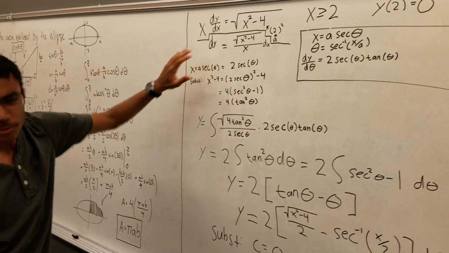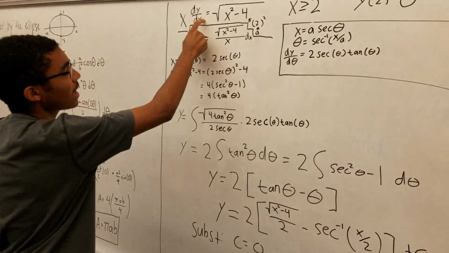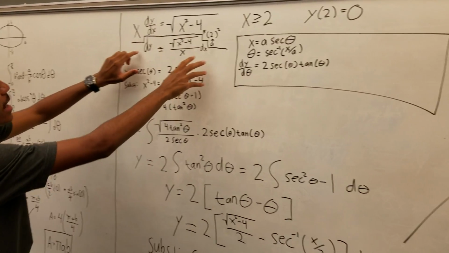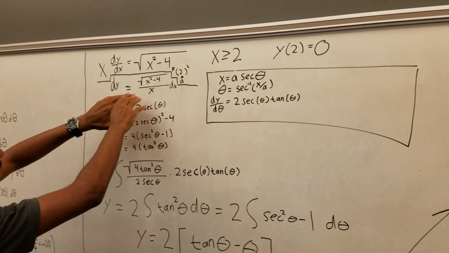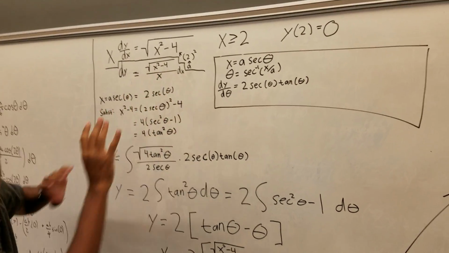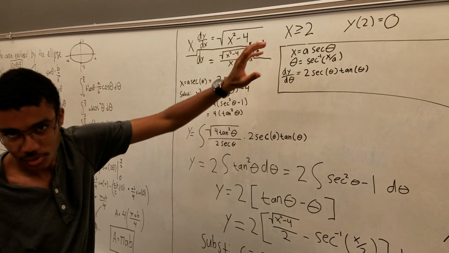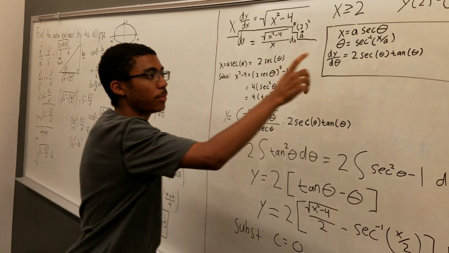So right now, the first thing I did is I said, alright, I'm going to take the x to this side and the dx to this side. So I'm going to divide by x, multiply by dx, and I get this: dy is equal to the square root of x squared minus 4, over x, dx. Again, all I did is take this x to this side and take this dx to this side. Okay? Fantastic.